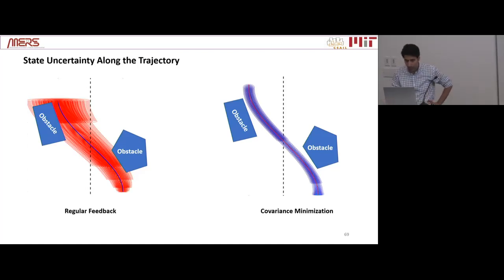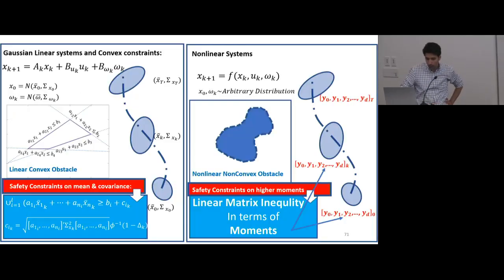Okay, the last approach. So far, you saw that the main idea was to first represent the distribution with the mean and the covariance, and then replace the probabilistic constraints with linear disjunctive constraints in terms of the mean and the covariance of the distribution. But this time, I assume that we are given nonlinear dynamics, arbitrary distribution, and non-convex obstacles. I'm going to represent the distribution at each time with higher order statistics of the distribution, which I call moments. We are going to see the definition of the moments. And then I will replace the chance constraints with linear matrix inequalities in terms of the moments.